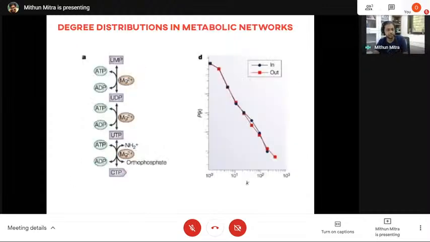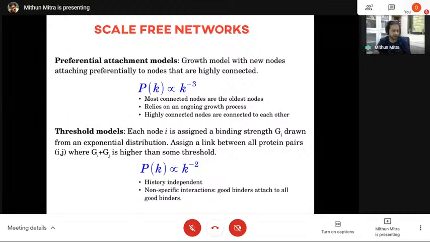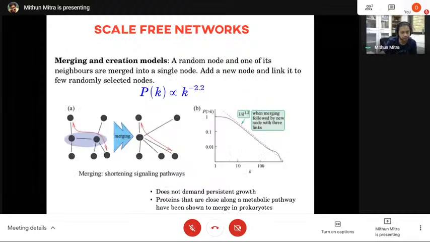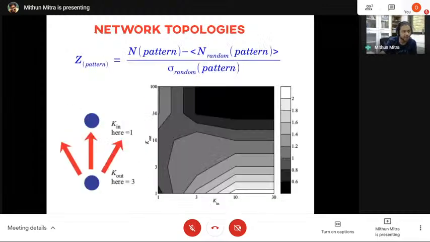Here's an example of a metabolic network where again you have a degree distribution that follows a power law form. And it is known again from basic network theory how to evolve or design networks such that you get these degree distributions that are power laws. And again, you can look these up if you're interested. Let me not talk about these.